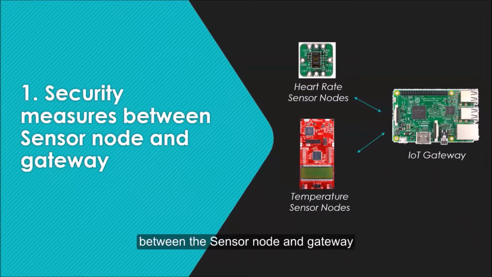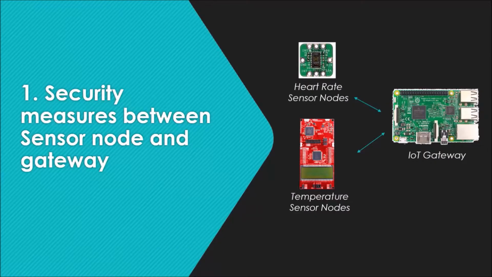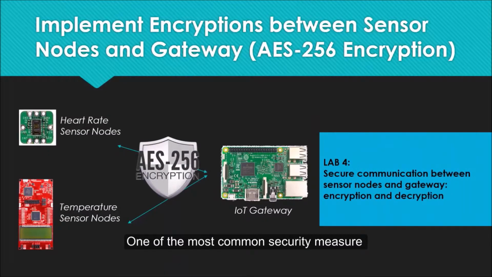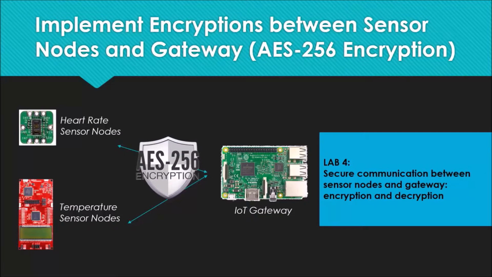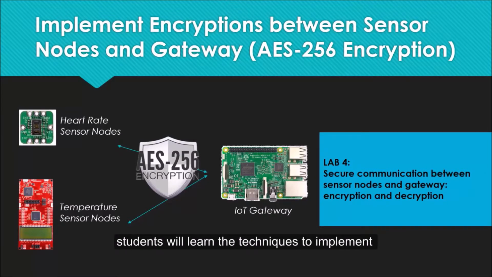Security measures between the sensor node and gateway. One of the most common security measures between sensor node and gateway that students will learn from the ME5100 is the implementation of encryption. For example, in Lab 4, students will learn the techniques to implement the AES-256 encryption.